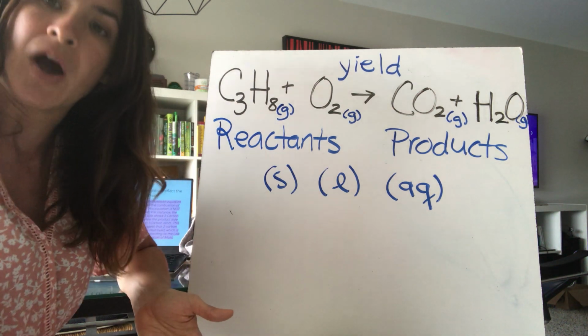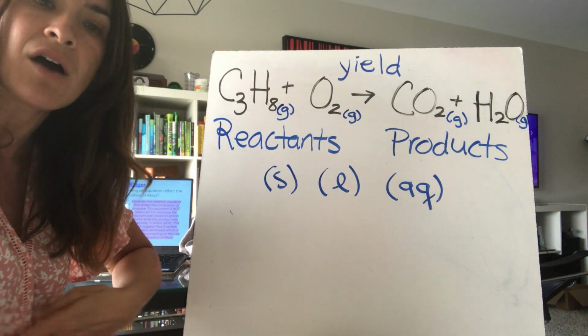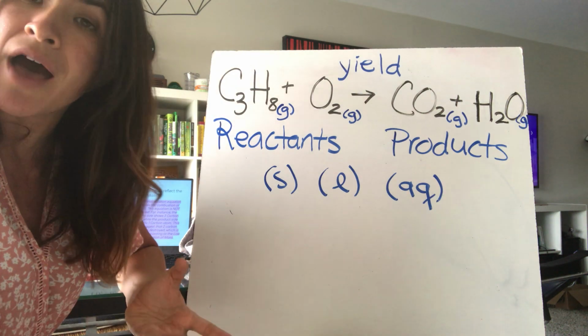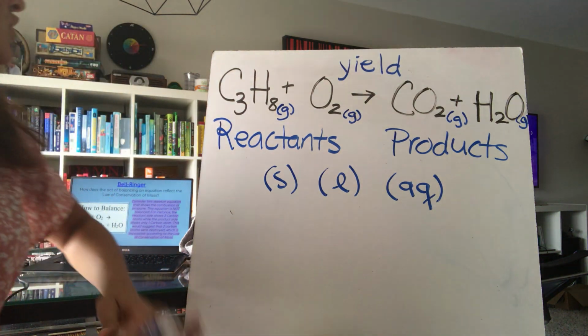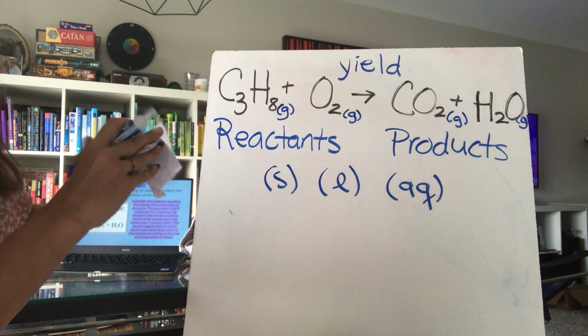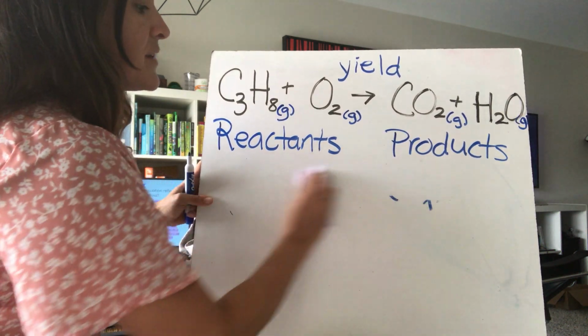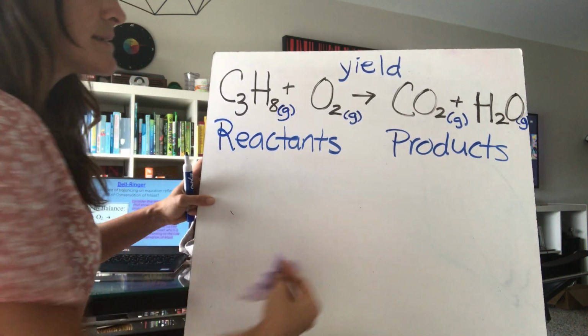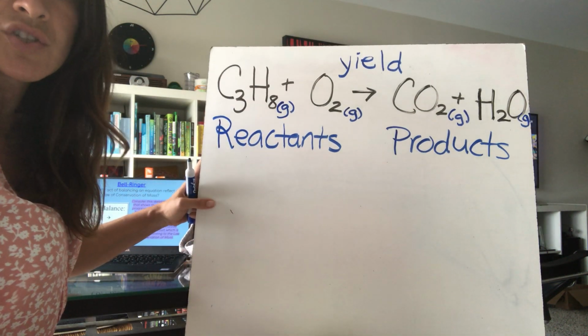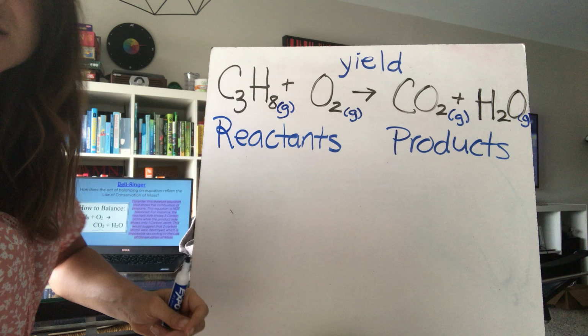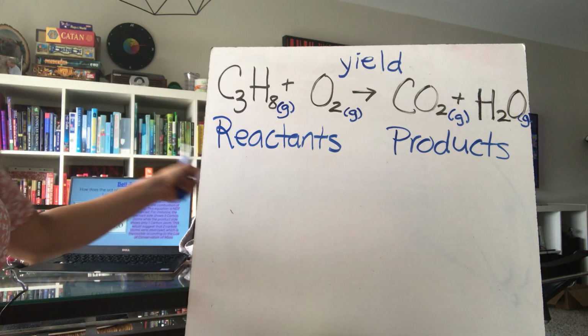For now, guys, it's not that important. We're going to ignore it for now. It becomes important later. For now, if they're there, great. If they're not there, don't worry about it. So regardless of whether they're present or not, just ignore them for now, okay? You will not need to know if something is solid, liquid, or aqueous to balance the equation. So I'm going to leave it there since it doesn't matter anyway, okay?